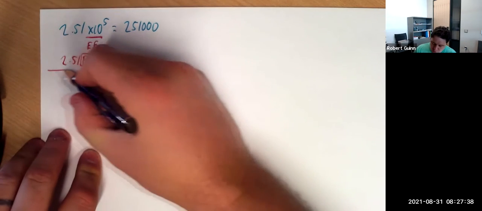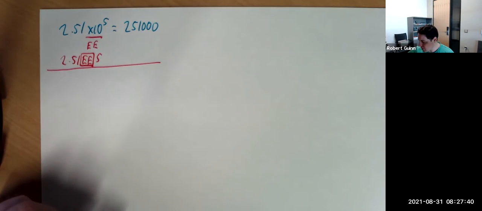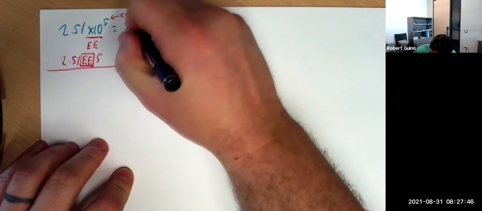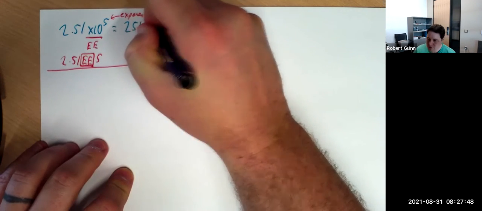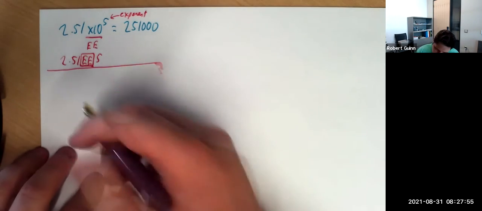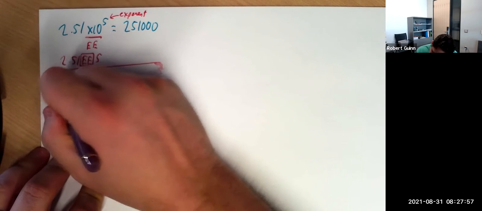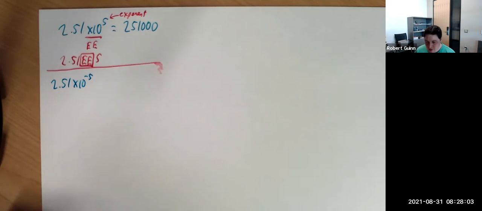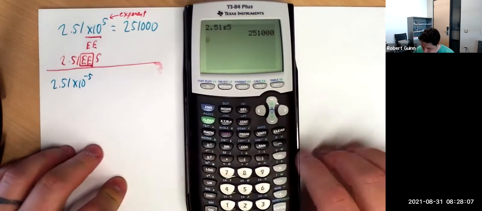I also want to show what that would look like if you had a negative exponent, which, by the way, the exponent is up here. It's the number that's superscripted. So for example, let's not complicate things too much. Let's just say that you wanted to do 2.51 times 10 to the negative 5. So how would that be different?